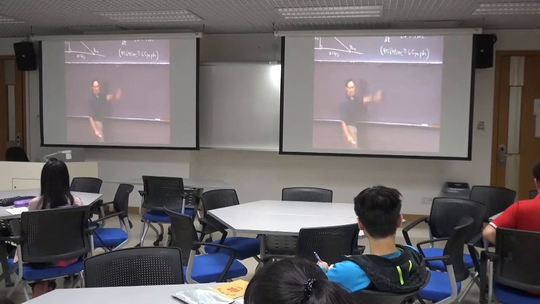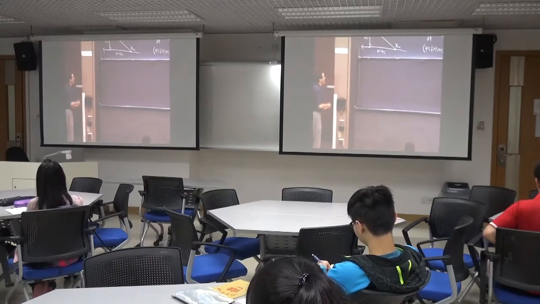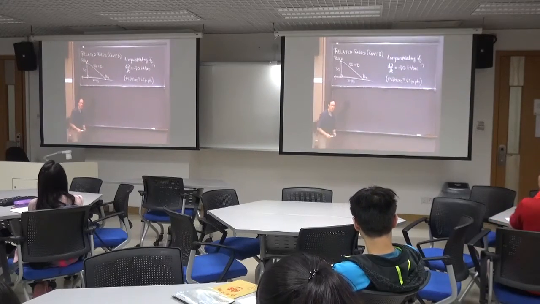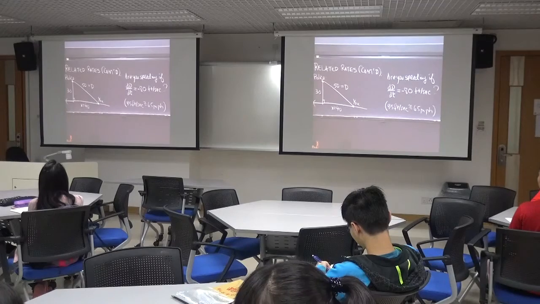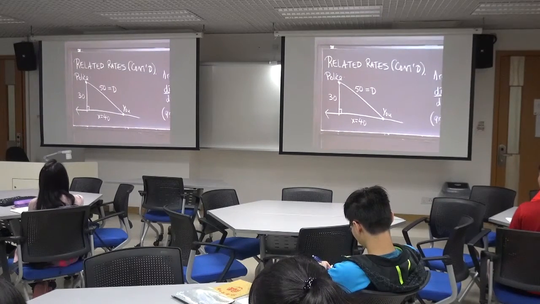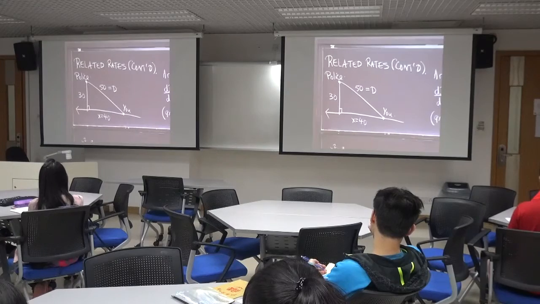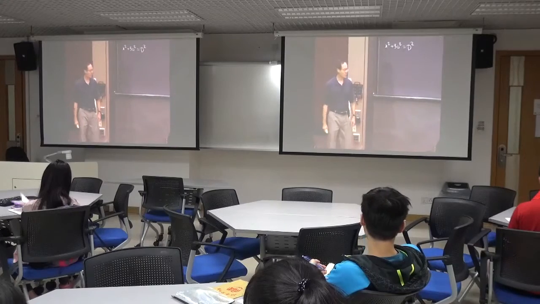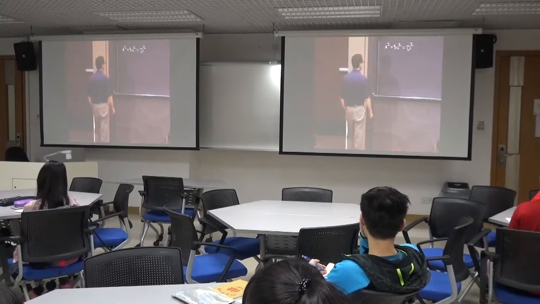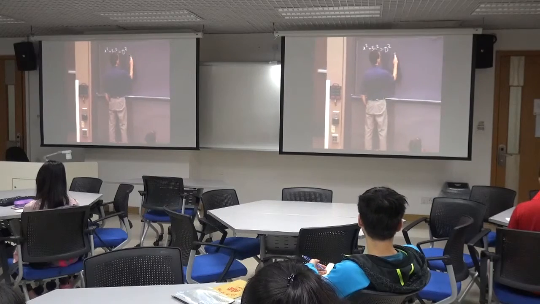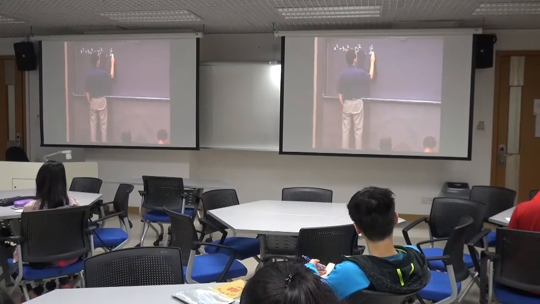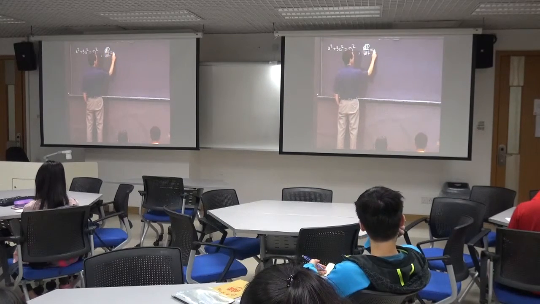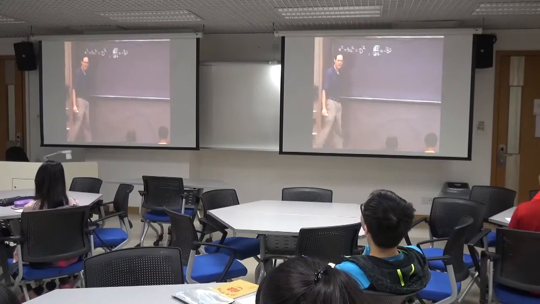And so let's solve this problem. All right, so this is the setup. There's a right triangle, so there's a relationship between these lengths. And the relationship is that x squared plus 30 squared is equal to d squared. So that's the first relationship that we have. And the second relationship, which we've already written down, is dd/dt is equal to minus 80. All right?